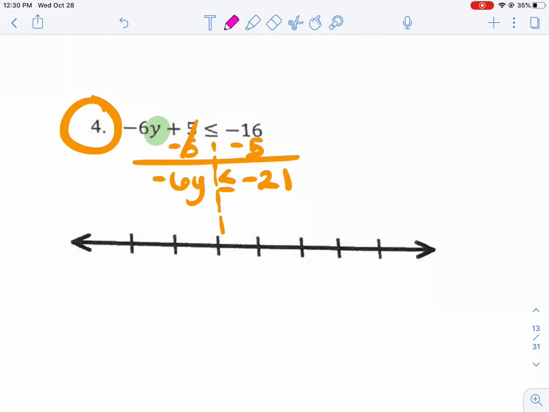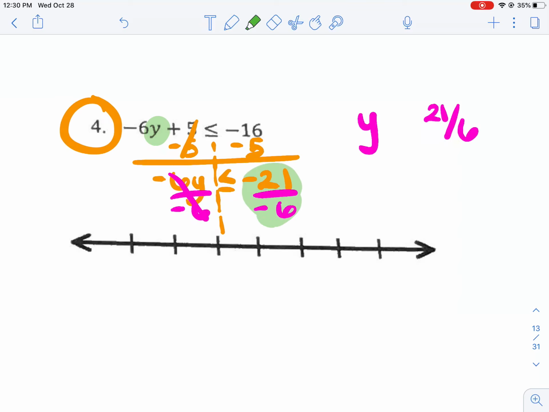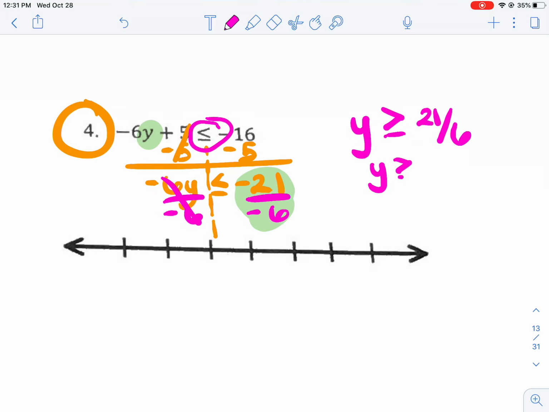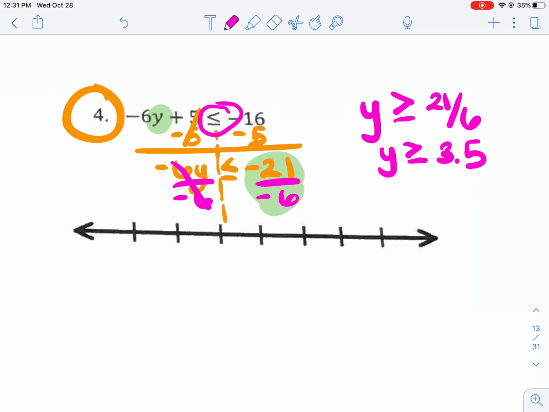Now, in order to solve here, I need to divide. I have to divide both sides by negative 6. So I know you guys know this, a negative divided by a negative is going to turn this into a positive. But what else? When we have an inequality, if we divide by a negative, we need to flip the symbol for the inequality. And I actually am going to just punch this in my calculator and I get 3.5 when I do that. It's going to be a little easier to graph.